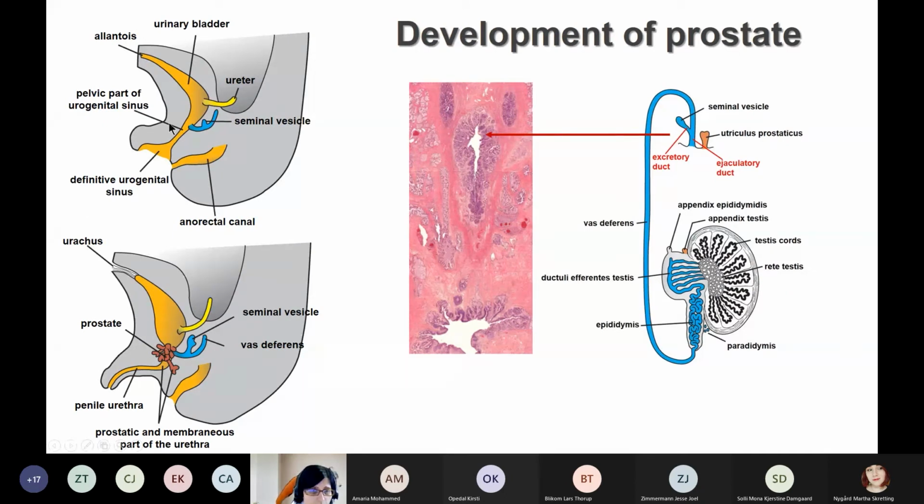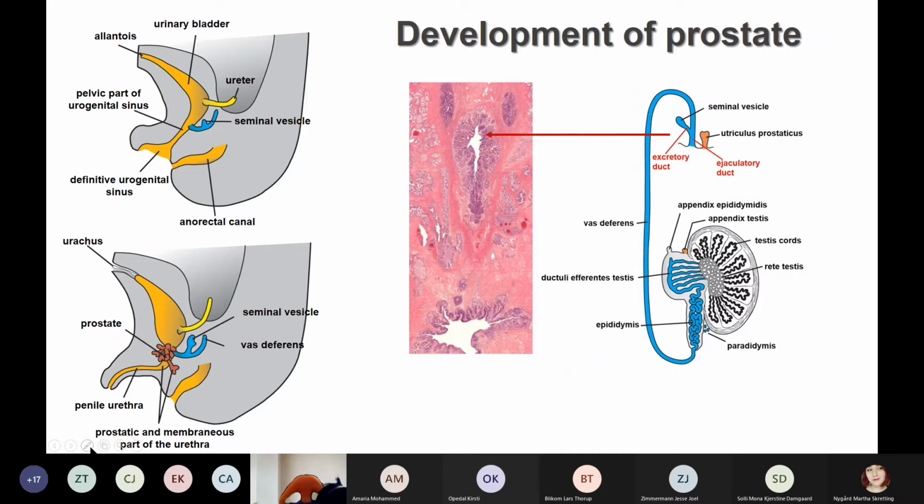Approximately in the 10th week, we will get some endodermal evaginations at the level of the pelvic part of the urogenital sinus, and here already we can see them. So in the 10th week, we will have some solid prostatic cords developing from the pelvic part of the urogenital sinus. A week later, these solid prostatic cords will develop a lumen, and we will get already the later glandular acini of the prostate. So this is only the glandular epithelium deriving from the endoderm of the urogenital sinus.